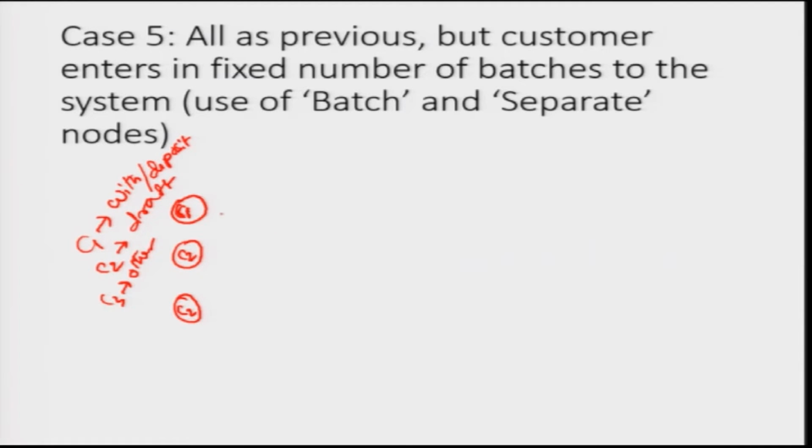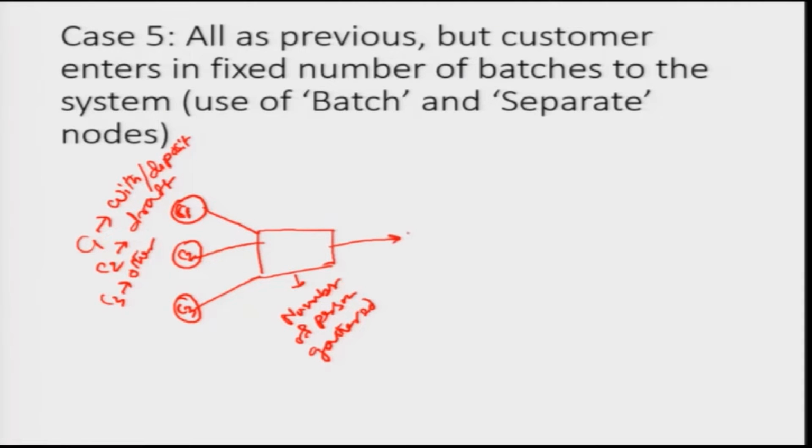So, previously this C1, C2 and C3 directly enter the bank and go to the process, but in this case they do not directly enter the bank. They first need to sit in, say for example, a waiting room, and until a number of persons have gathered, they cannot enter the bank.